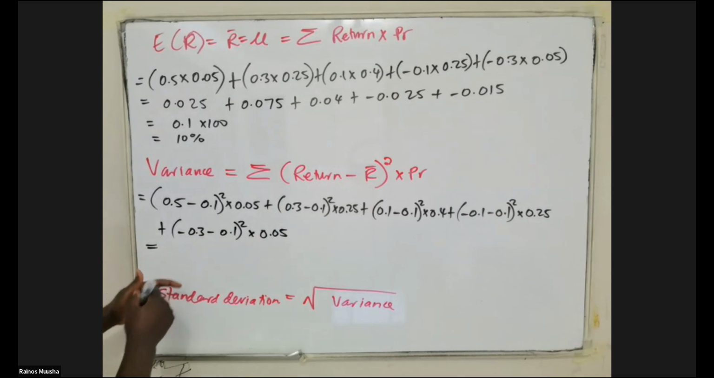So given this information, how much do you get as your variance?